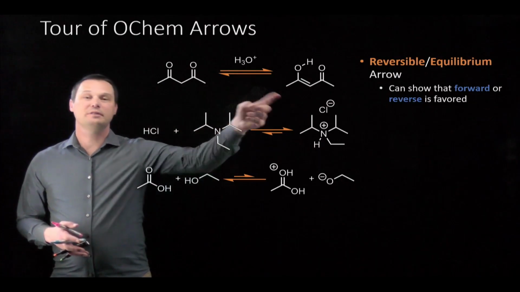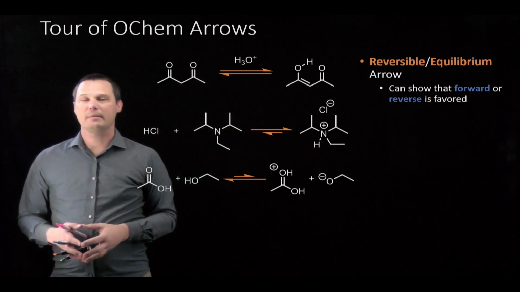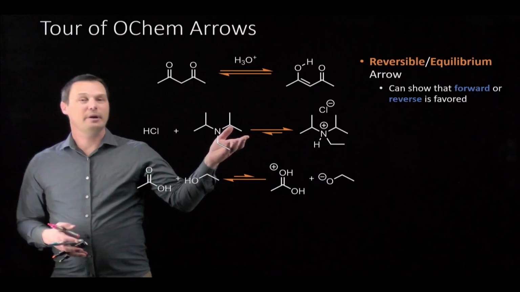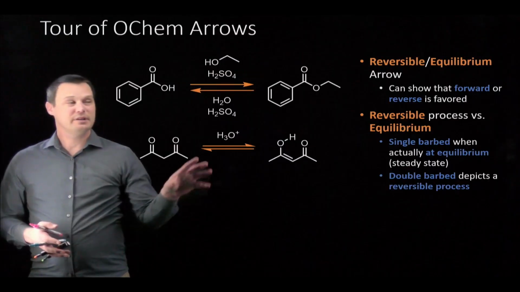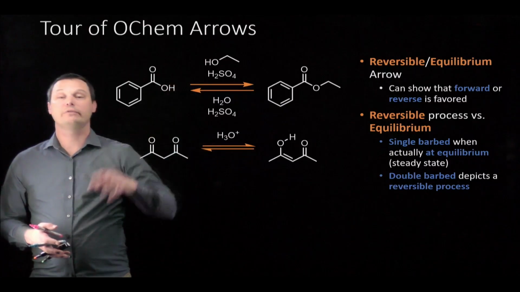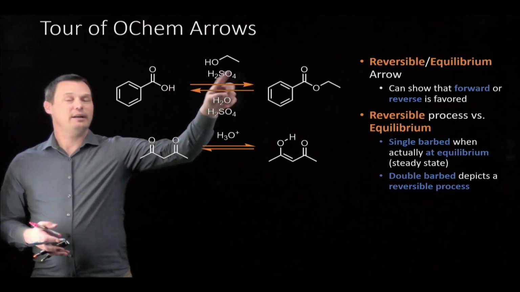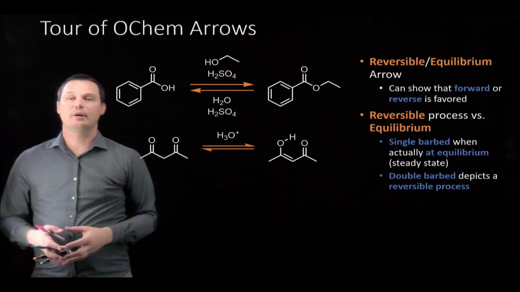The equilibrium arrow shows that this process is happening both in the forward and the backward direction at equal rates. The equilibrium arrow can be biased to show that either the products are favored or the reactants are favored at equilibrium. I want to contrast the equilibrium arrows with the reversible process arrows. Notice the double-headed arrow in the reversible process and the single-barbed arrows in the equilibrium.